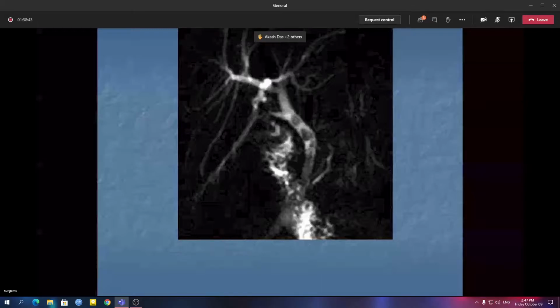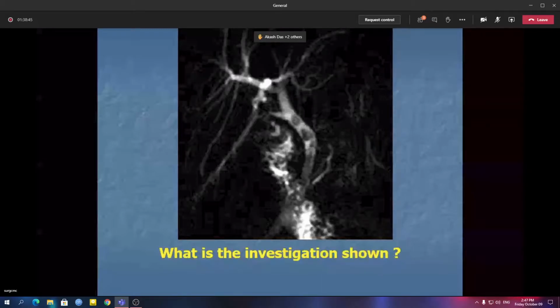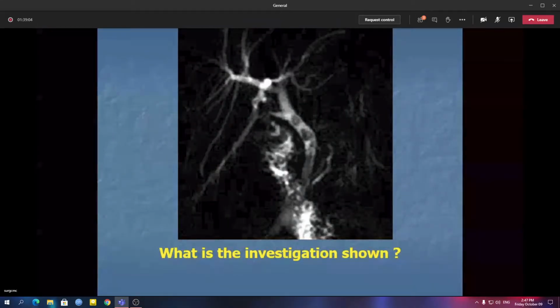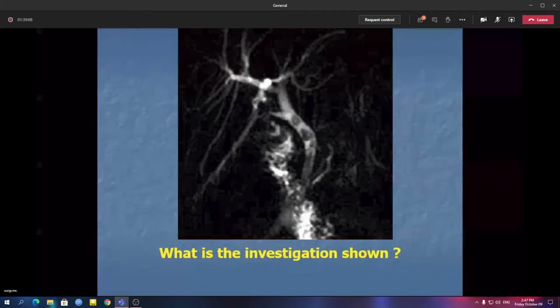Sir, how is it possible that there is a dilated CBD and there is no jaundice? Number of times it is possible. It always happens. See, if the CBD is dilated, it means there is obstruction. But if there is partial obstruction, the bile can pass through slowly. So there will be biochemical changes, like alkaline phosphatase will be raised, but there will not be clinical jaundice.